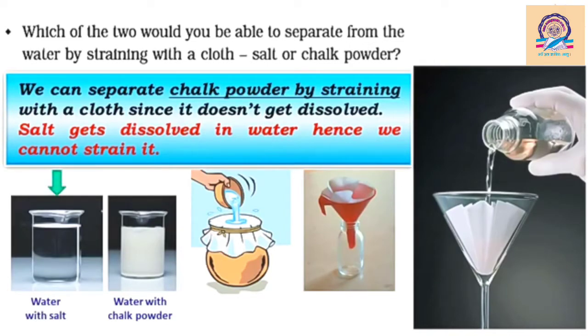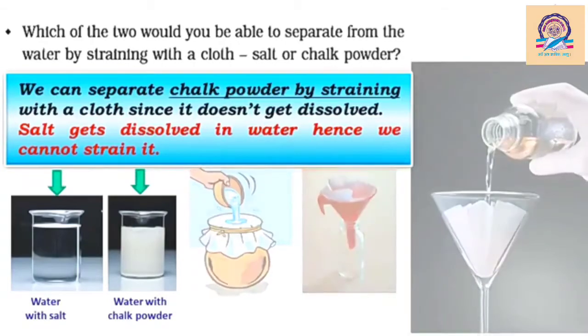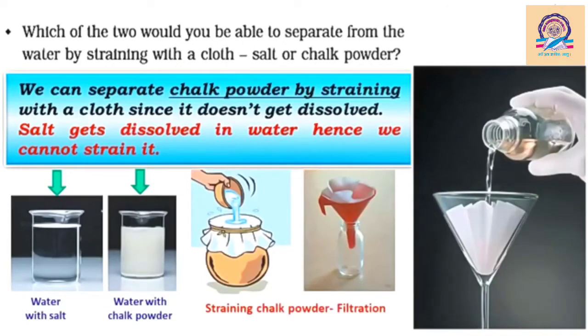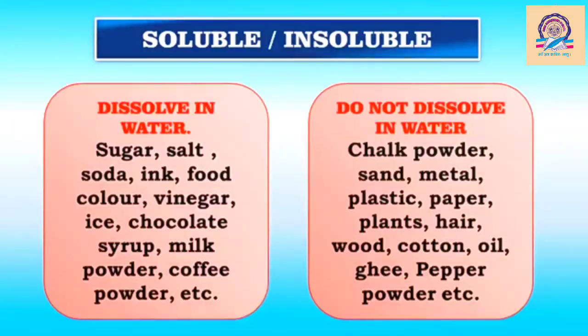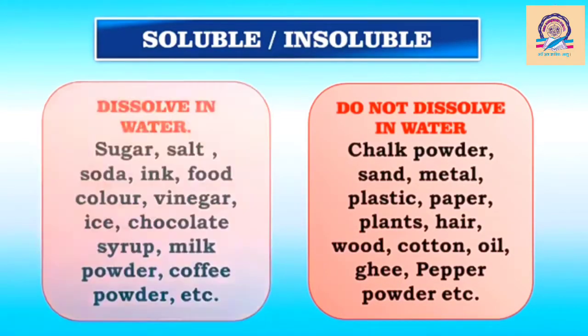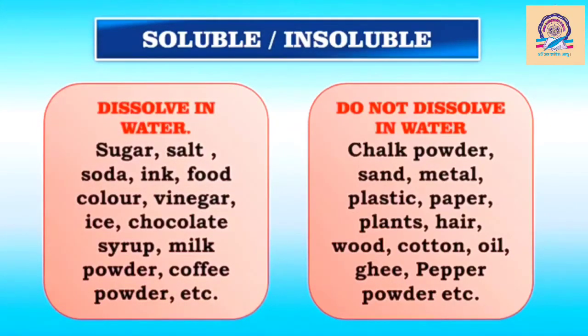This is water with salt and this is water with chalk powder. And in this figure, the chalk powder is being strained, and this method is called filtration. Here are some examples of things which dissolve in water and which do not dissolve in water. So sugar, salt, soda, ink, food color, vinegar, ice, chocolate syrup, milk powder, coffee powder, etc. dissolve in water, whereas chalk powder, sand, metal, plastic, paper, plants, hair, wood, cotton, oil, ghee, pepper powder, etc. they do not dissolve in water.